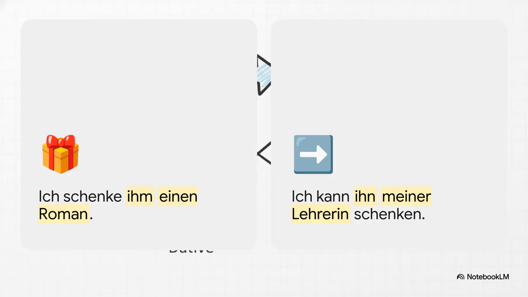And this slide right here shows you just how powerful these little guys are. On the left, you've got the dative pronoun ihm jumping the line. And then on the right, the accusative pronoun ihn does the exact same thing. See? The pronoun's case doesn't matter one bit. It just cuts in line.